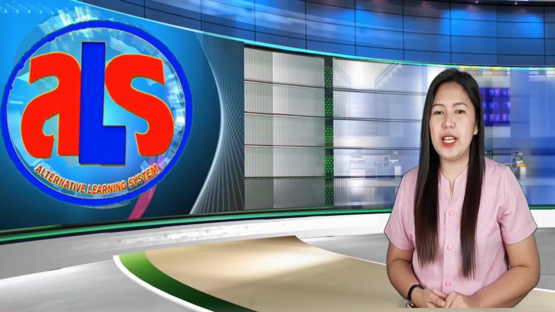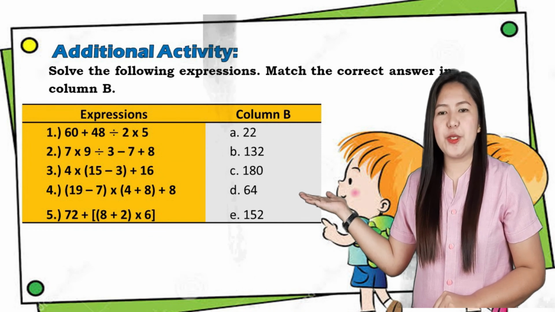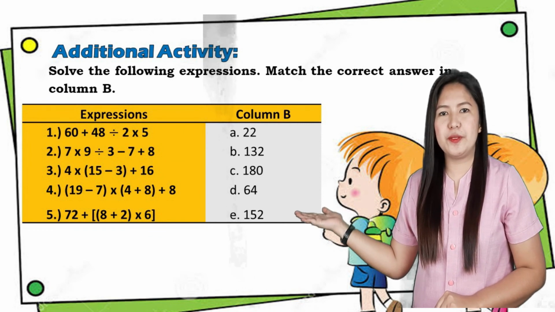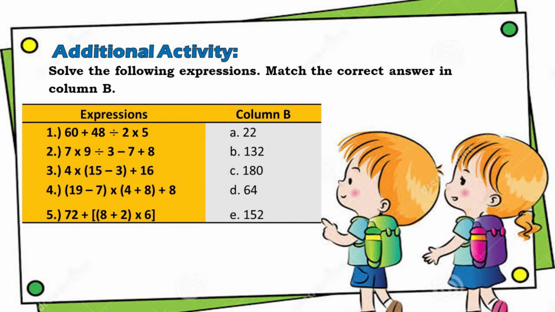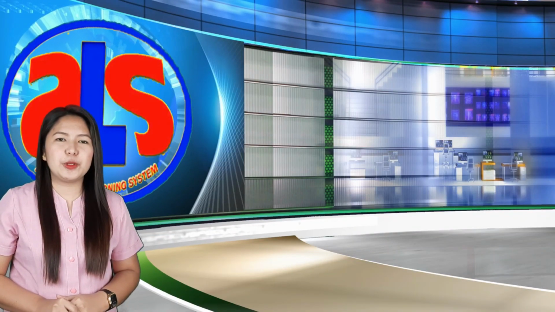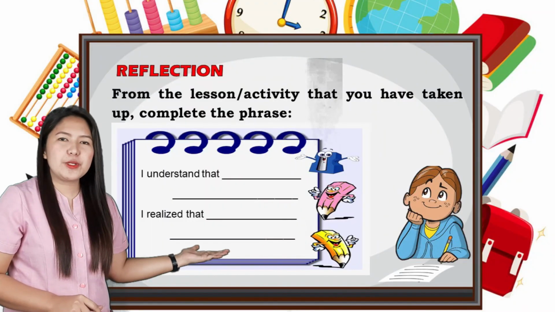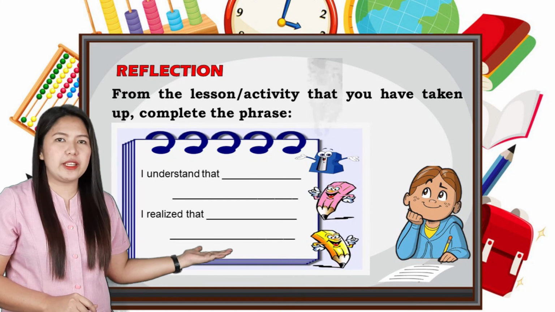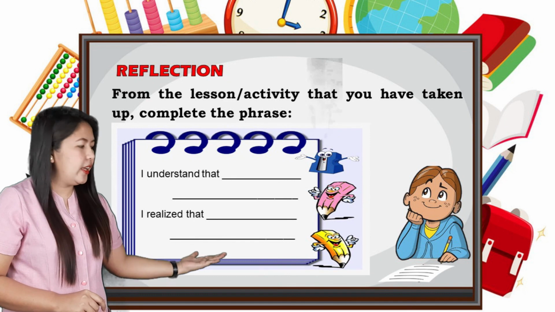At para sa inyong additional activity, solve the following expressions, match the correct answer in column B. At para sa inyong reflection, kung talagang natutunan ang ating aralin, kumpletuhin ang mga sumusunod. So from the lesson or activity that you have taken up, complete the phrase, I understand that, and I realize that.